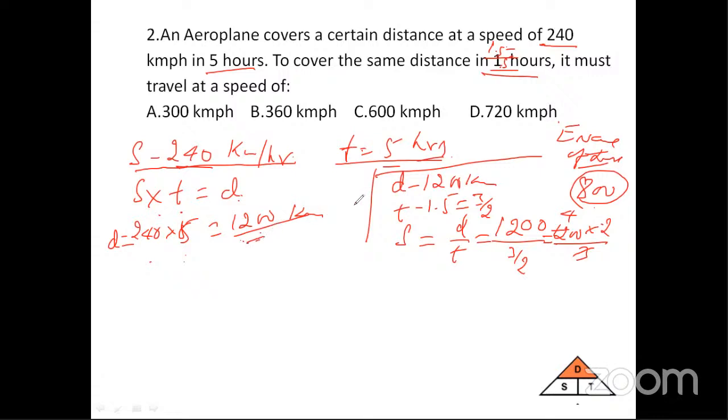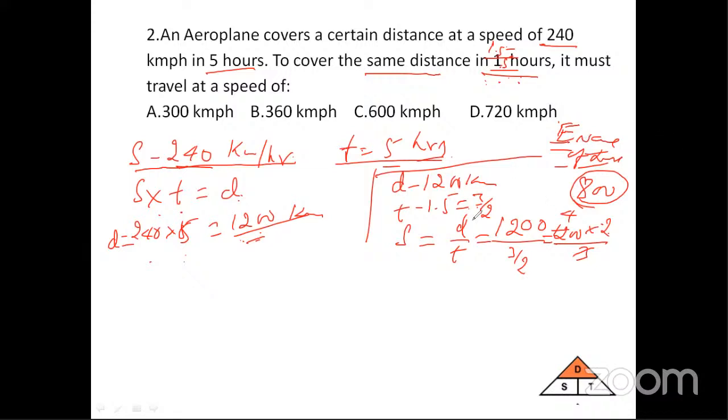Now distance is given here. The second part is to cover the same distance in 1.5 hours. So 1.5 means time. We can write it as 3 by 2 for ease of calculation. So distance by time, that is 1200 by 3 by 2. The 2 in the denominator will come on top. So this becomes 1200 into 2. When we divide 1200 by 3, we get 400. 400 into 2, we get 800. Actually, that is option E, none of these. I have not put that option here. So it will be 800 km per hour.